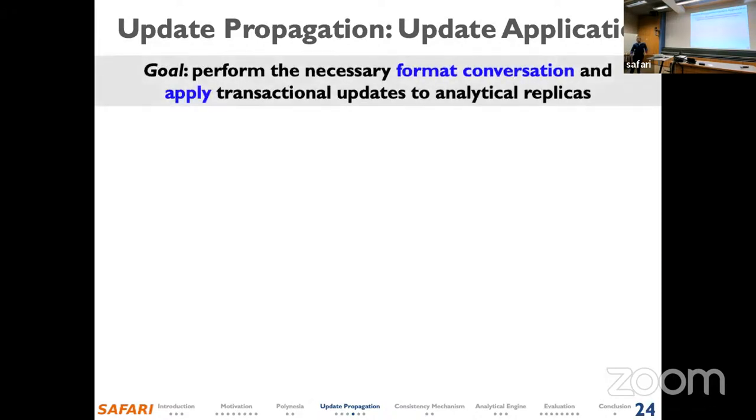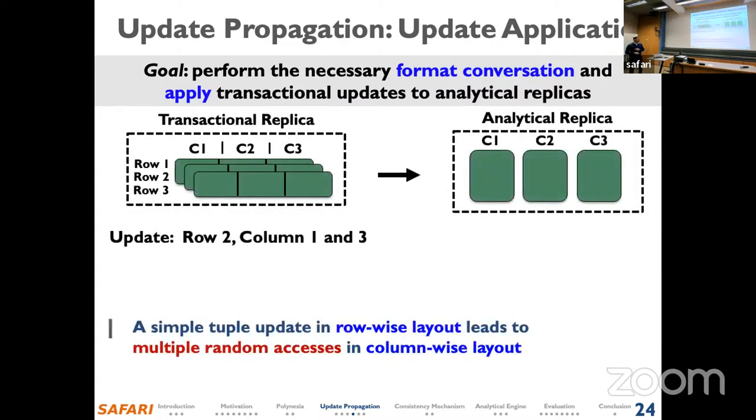Then we have the other part of the update propagation, that is the update application. Now that you have the update for a particular analytical replica, you need to change the format from the one used for the transactional replica to the analytical replica format. This is the case because usually analytical and transactional workloads benefit from different formats. If you have a SQL database, for example, transactional benefits from row-major format, while analytical benefits more from column-major formats.